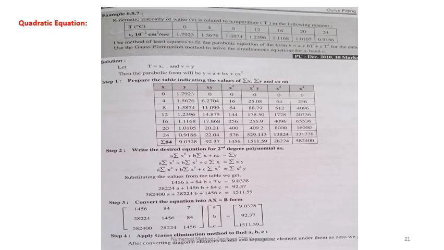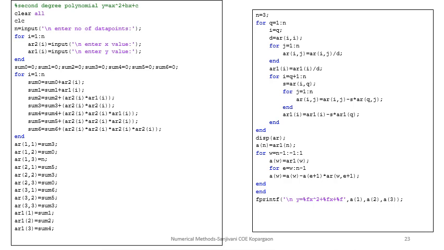Then the last one is for finding the quadratic equation. In this you need to form three equations. For quadratic equations you need x, y, x square, then x square y, x cube and x raised to 4. If you just plot these values and solve this simple matrix, you will get the values of a, b and c respectively. So this is a program for y is equal to ax square plus bx plus c.